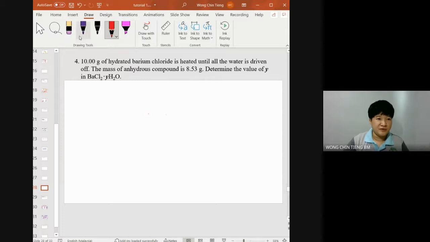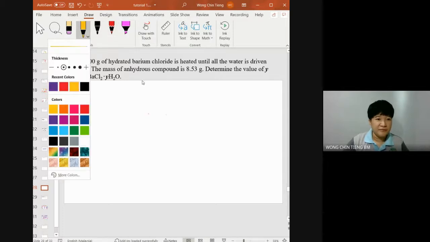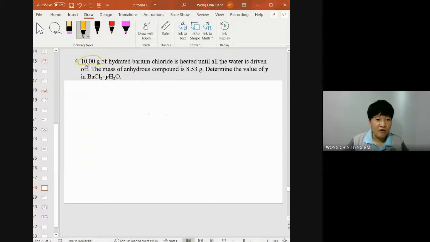Okay. So, question. Simple. I have 10 gram of hydrated barium chloride. Cara yang saya ajar ni adalah sebenarnya termasuk untuk semua hydrated compound. Okay, sama je. Kalau dia bagi hydrated oxalic acid, hydrated magnesium sulfate, hydrated barium sulfate, sama je. 10 gram of hydrated barium chloride is heated until the water is driven off. Means the water is drying. So tak ada air. Driven off kat sini means all the water is run away already.